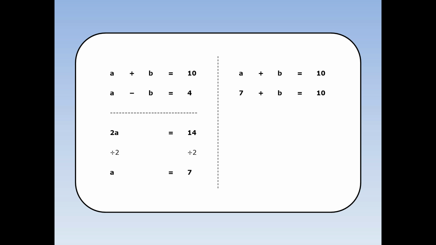Now this is a normal equation, so I'm going to take away 7 from both sides. And I end up with b is 3. So my final answer is a is 7, b is 3. And that's the only answer that will work with both equations simultaneously.